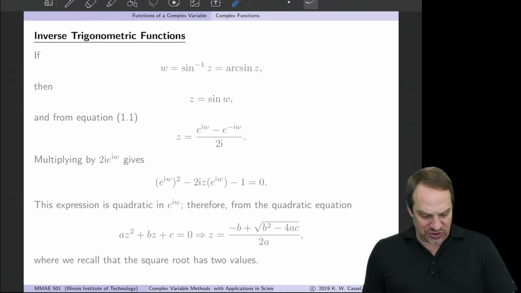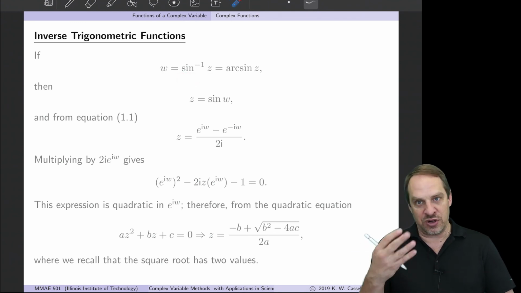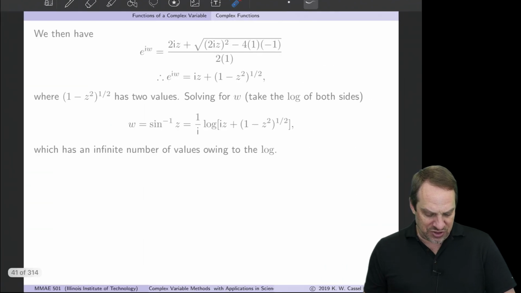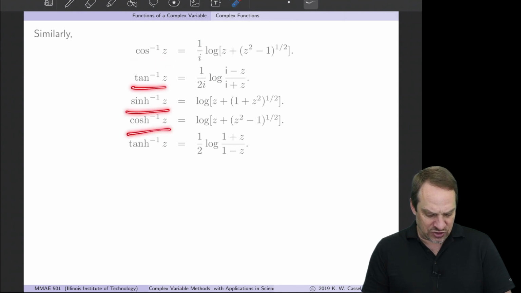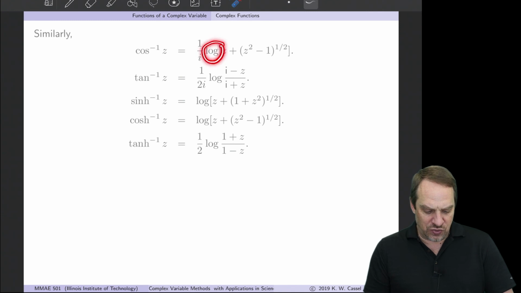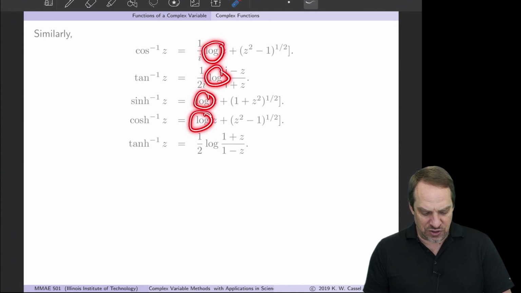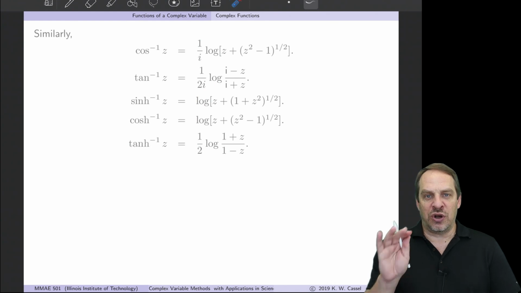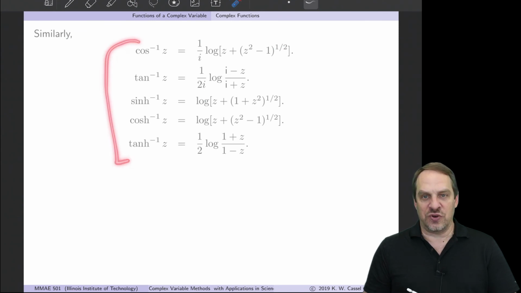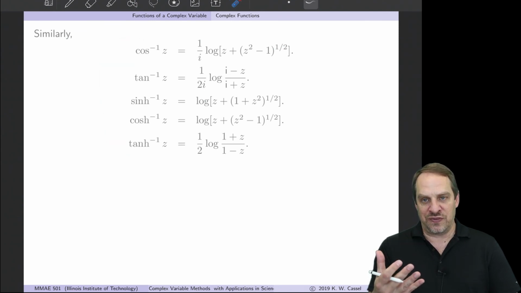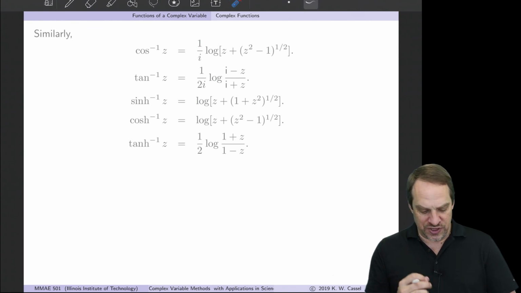Okay, inverse trigonometric functions. Again, not going to go through the details here. So these are sine to the minus 1, cosine to the minus 1, or arc sine, arc cosine. But let me just illustrate some interesting results. You'll notice here I have inverse cosine, inverse tan, sinh, cosh, tanh. They are all written in terms of logs. So what that tells us is that because the logarithm itself is multivalued, all of these inverse trig functions are also multivalued. And again, that's going to be important when we consider the calculus, the analyticity of these functions.